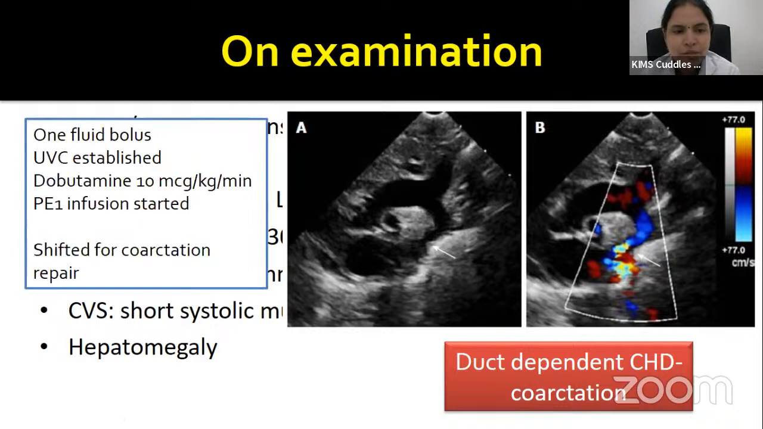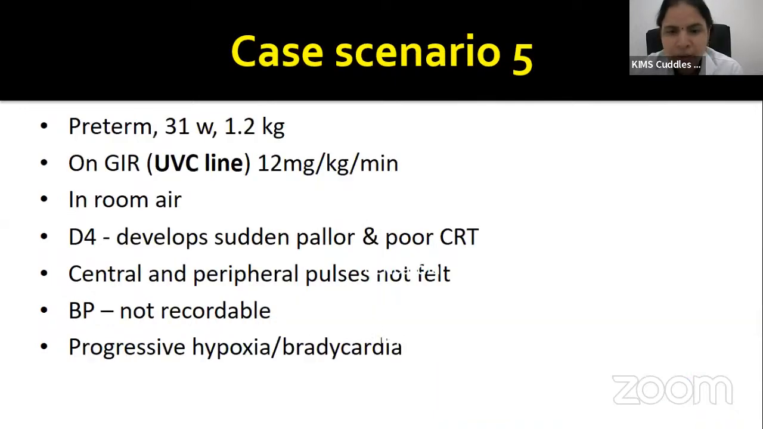The baby was managed initially with a fluid bolus, and a UVC was established. The baby was begun on cardiac support with dobutamine at 10 mics per kg per minute. Prostaglandin infusion was started, awaiting echo, and then the baby underwent coarctation repair.